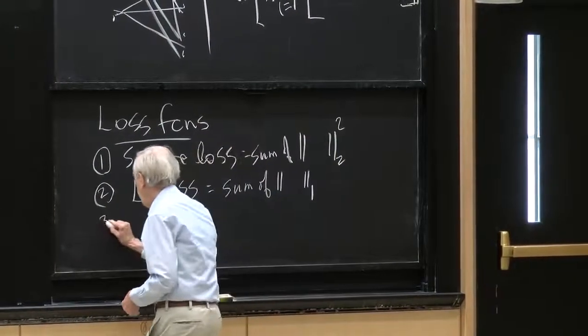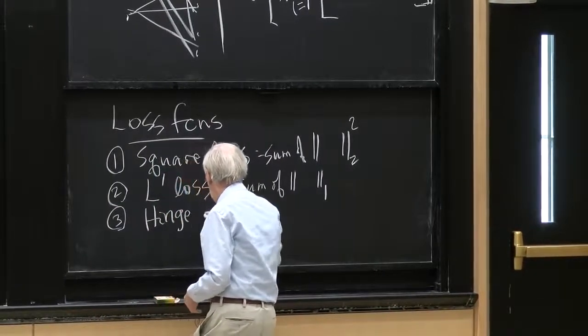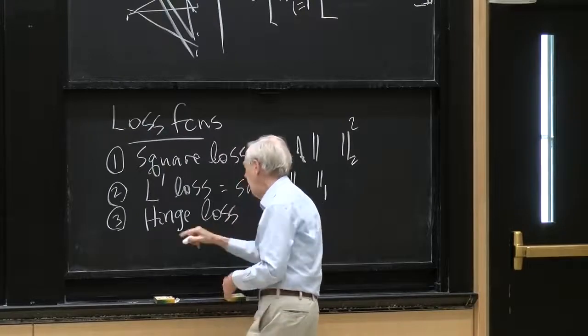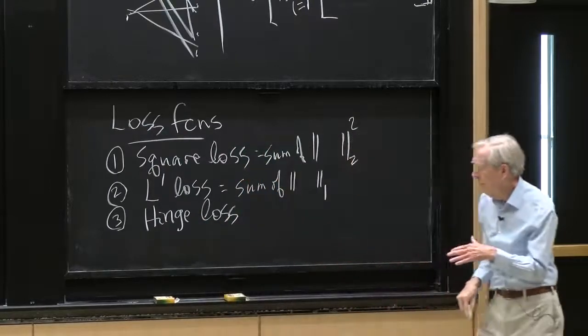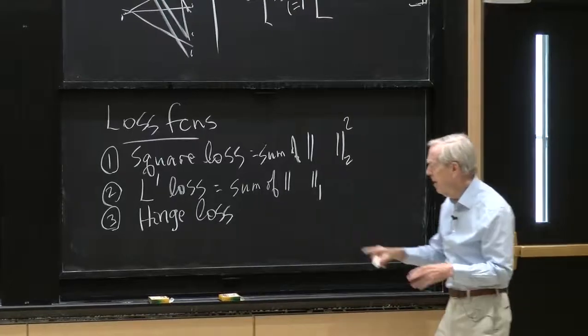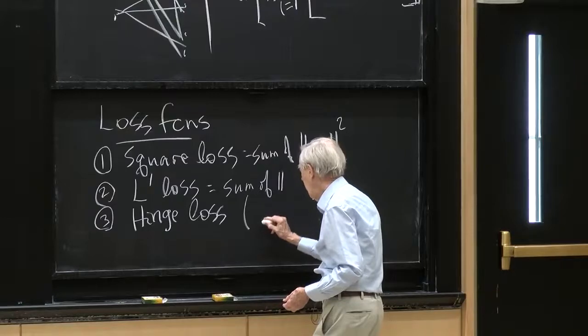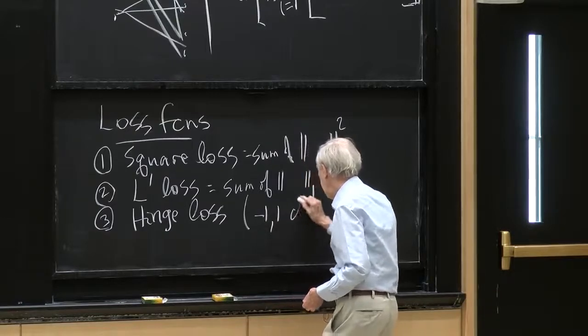Now, number 3 would be hinge loss. Probably some of you know better than I the formula and the background behind hinge loss. This is for minus 1, 1 classification problems.